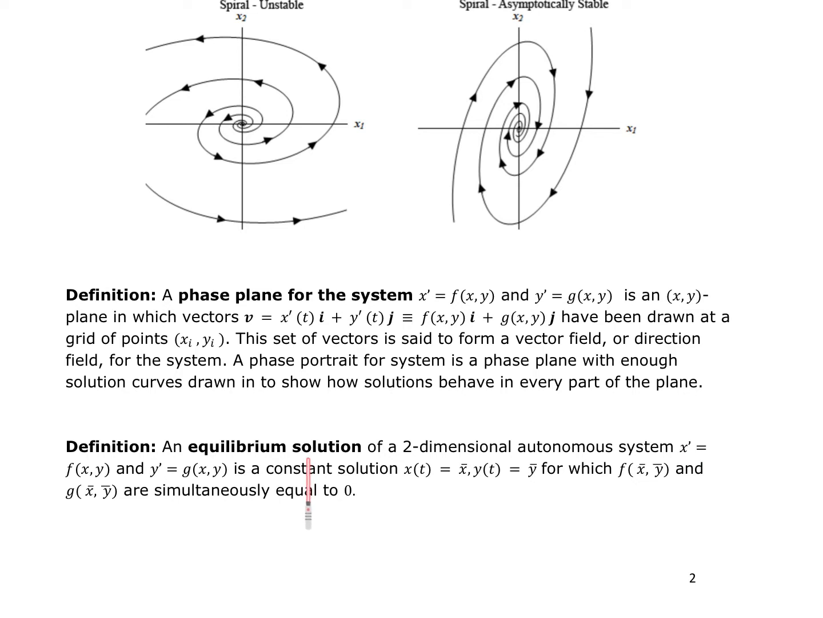So an equilibrium solution, that's our next definition, of a two-dimensional autonomous system, x prime is equal to the function f of x, y and y prime is equal to the function g of x, y, is a constant solution in which x of t is equal to x bar and y of t is equal to y bar, for which f of x bar, y bar and g of x bar, y bar are simultaneously equal to 0.